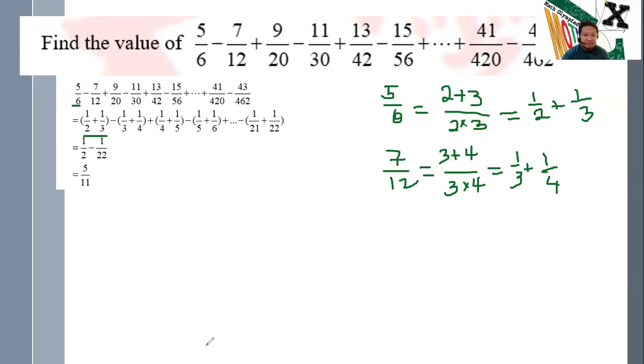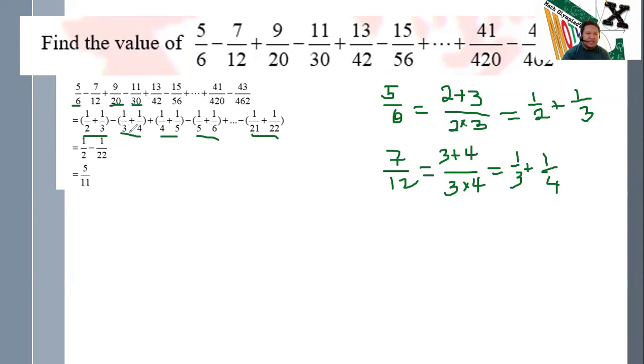Everyone, please don't spam the messages, and please try to focus. As you can see, the second one will become 1/3 plus 1/4. Using the same pattern, 9 over 20 will be 1/4 plus 1/5. 11 over 30 is 1/5 plus 1/6, until 43 over 462, that's 1/21 plus 1/22.